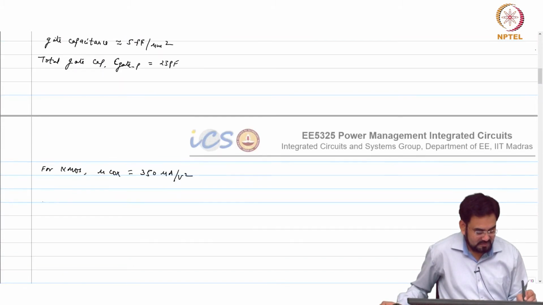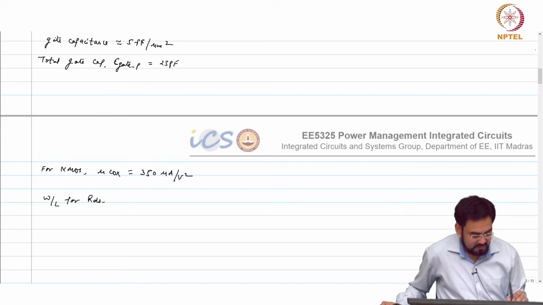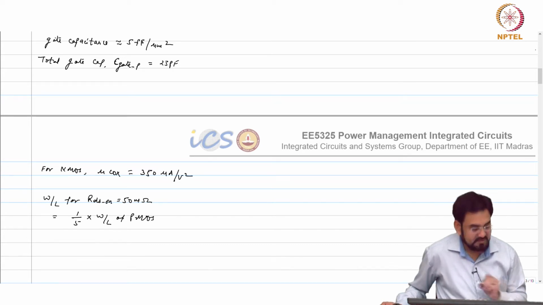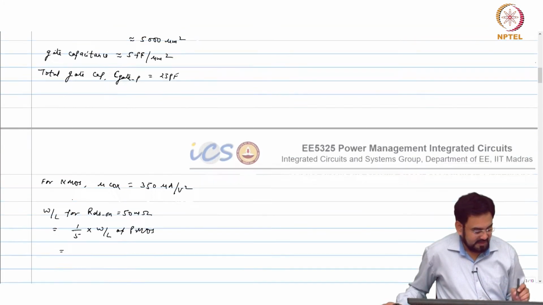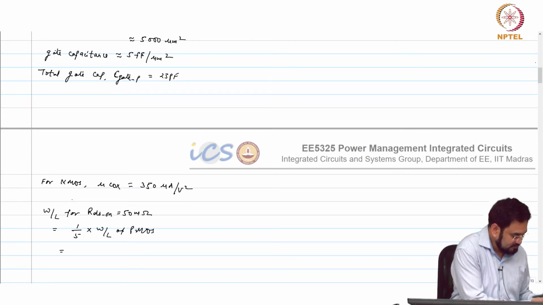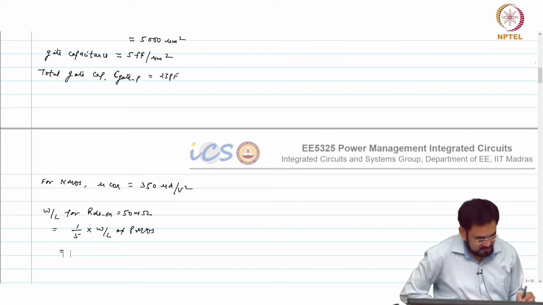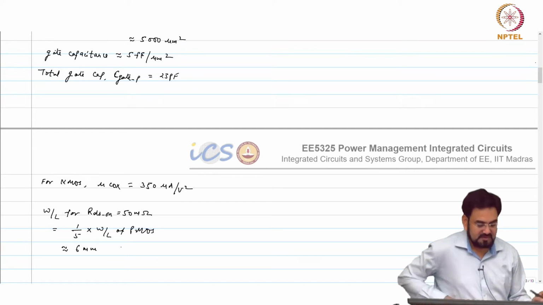So, W by L for RDS on equal to 50 milliohm will be 1/5 times W by L of PMOS. So, 28.8 divided by 5, approximately 6. So, I write 6 millimeter.